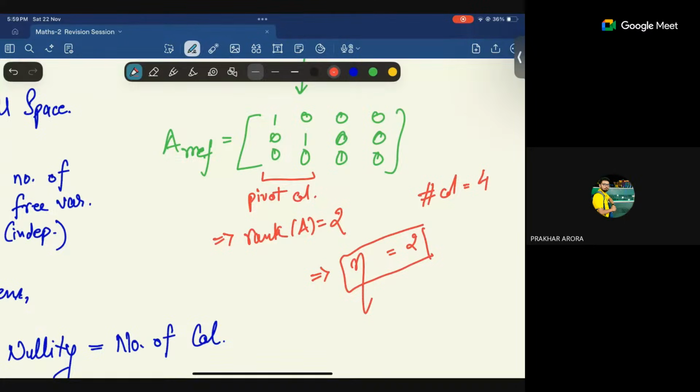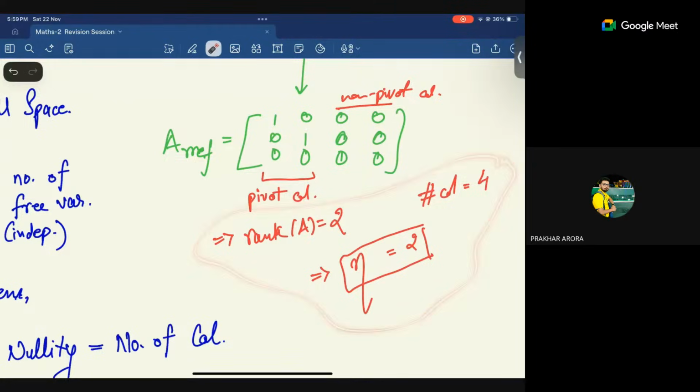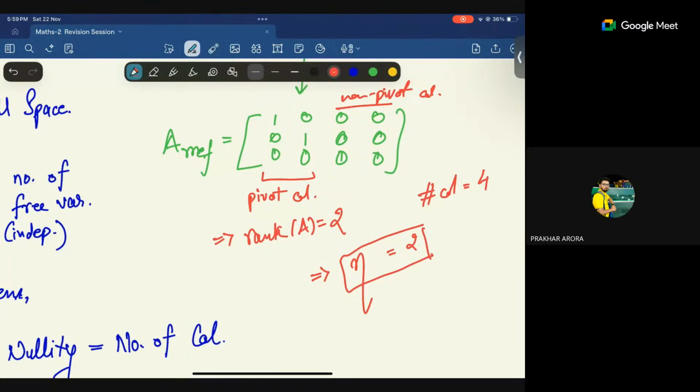So how do you calculate nullity? Nullity is basically the number of non-pivot columns. For you all I did this extra step just to show it, otherwise I just see the number of non-pivot columns, and that's it. I hope this is clear. So this is done.